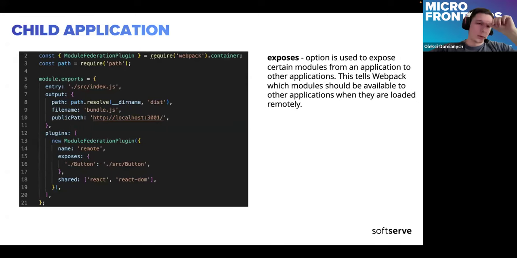Okay, let's move on and see how the child application should be configured. See here the new field, exposes. In exposes, the keys are our future imports and the values are the physical locations of the files. Also, an important thing, as I said, is that the root of our application must be connected dynamically. Otherwise, the application will try to load first, and then the libraries that we specified in shared above, in which case the assembly will fail.